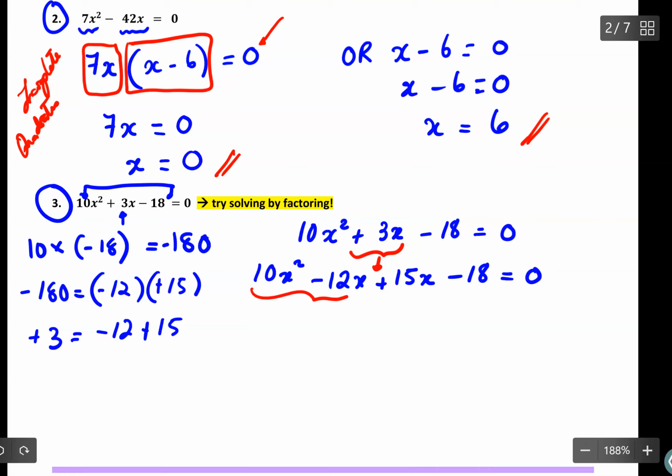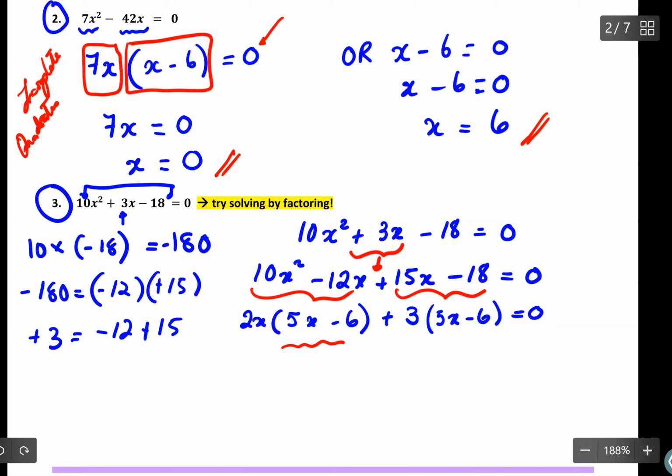Then I group the first two. I also group these two, and I pull out their common factor. So in this case, I should have 2x as a common factor. Inside the bracket, I should have 5x left over, minus 6. For these two terms, I should have 3 as a common factor. Inside the bracket, I have 5x minus 6 equal to 0.